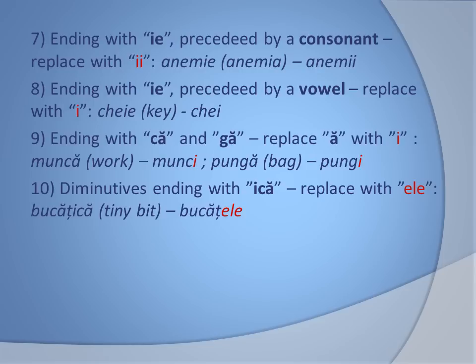And we also have the diminutives ending with the group ică, which needs to be replaced with ele. And we have bucățică, tiny bit, which becomes bucățele. Bucățică, bucățele.